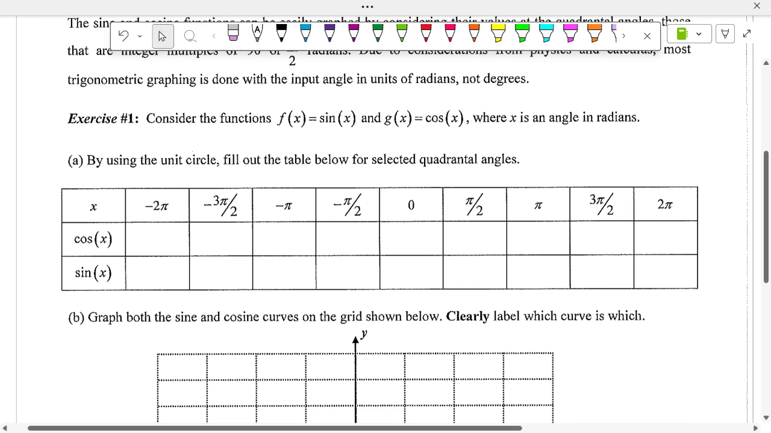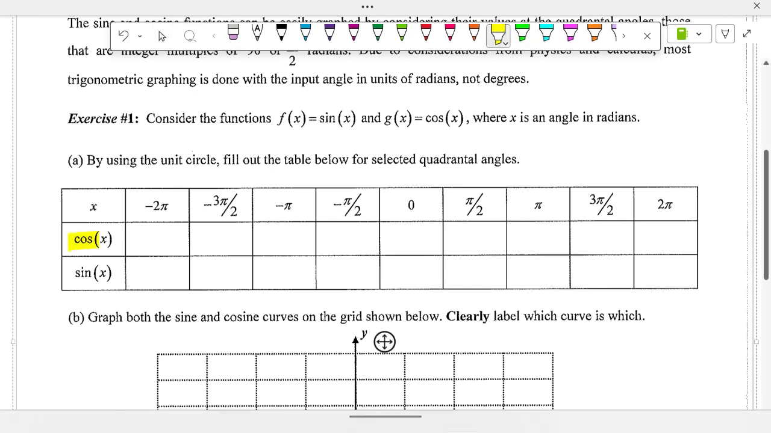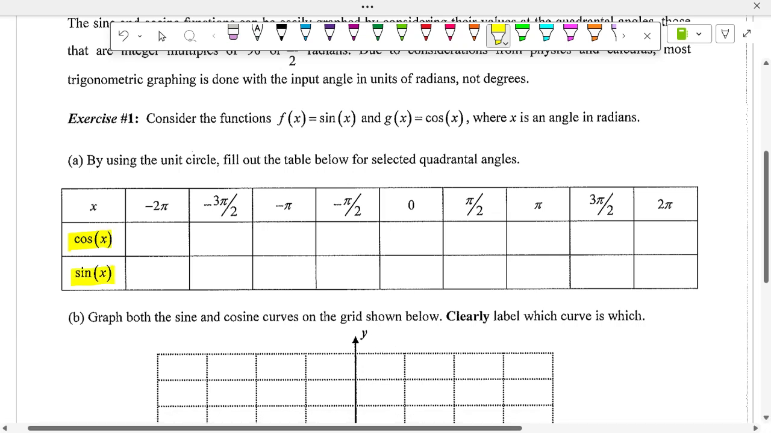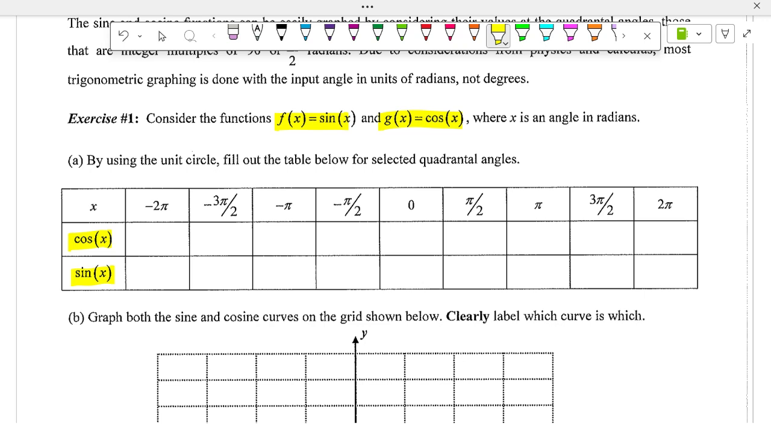We're going to make a table first. The x values are the input, and cosine of x and sine of x are your f of x. So we have f of x equals sine of x, g of x equals cosine of x. Look at your x values. What do you recognize about them? They are radians. So your x values are in radians. In other words, they're angles.